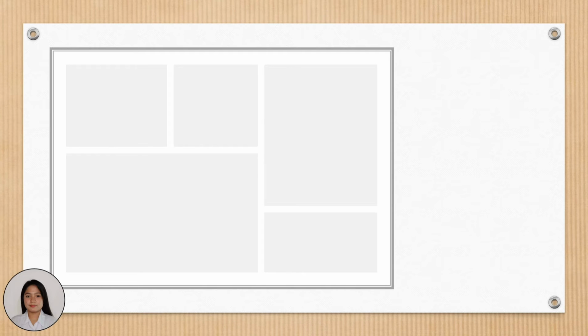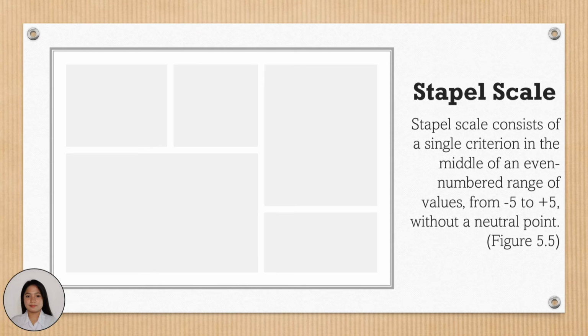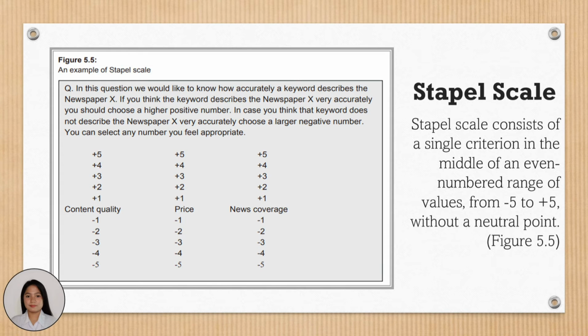Next is 5.7.2.3 The Staple Scale. Staple scale consists of a single criterion in the middle of an even number range of values from -5 to +5 without a neutral point. The scale is generally presented vertically. The respondents are asked to choose a specific number describing the stimuli object of concern on the predefined criterion.